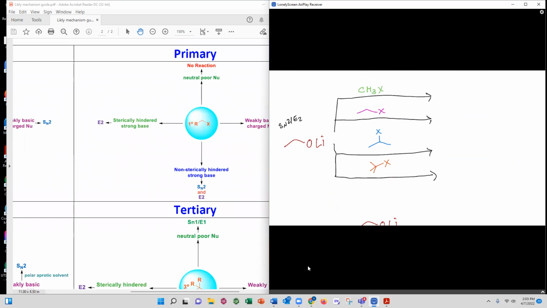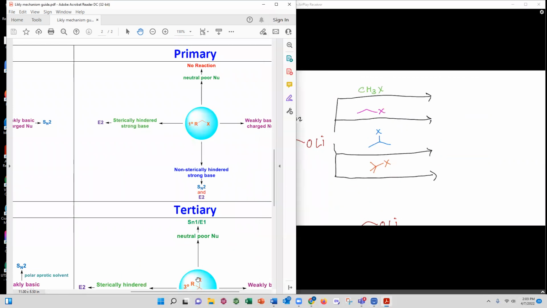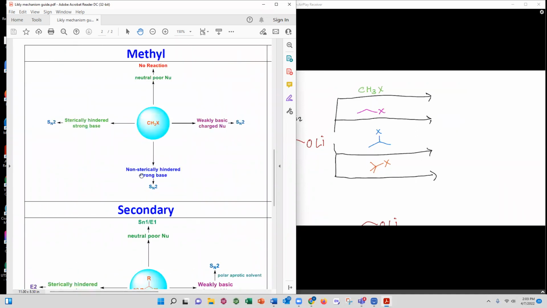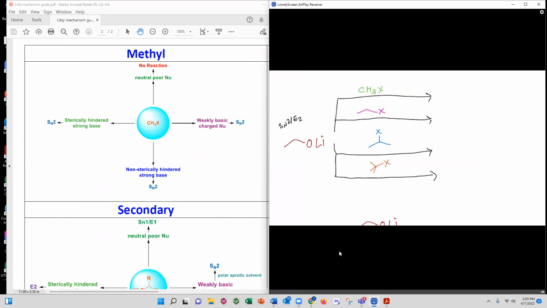So I'm going to take a look at my primary substrate. Okay, strong non-sterically hindered bases. Oops, that's primary. I meant methyl. Strong non-sterically hindered bases. Okay, SN2 only. Again, you can't have an elimination reaction with a methyl group because why? You can't form a carbon-carbon bond if you only have one carbon.